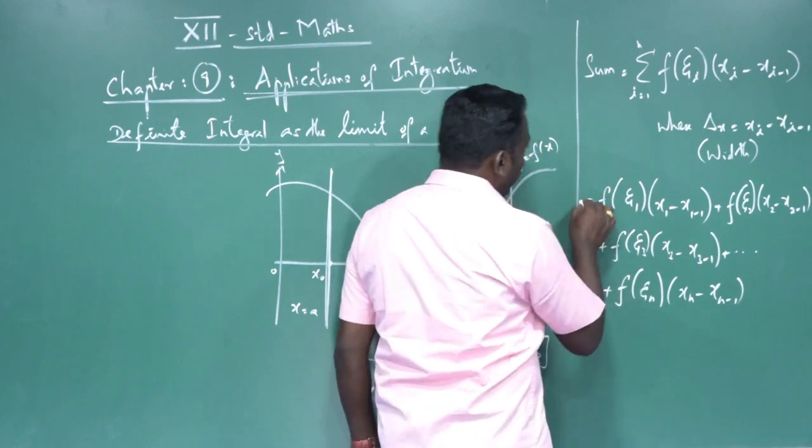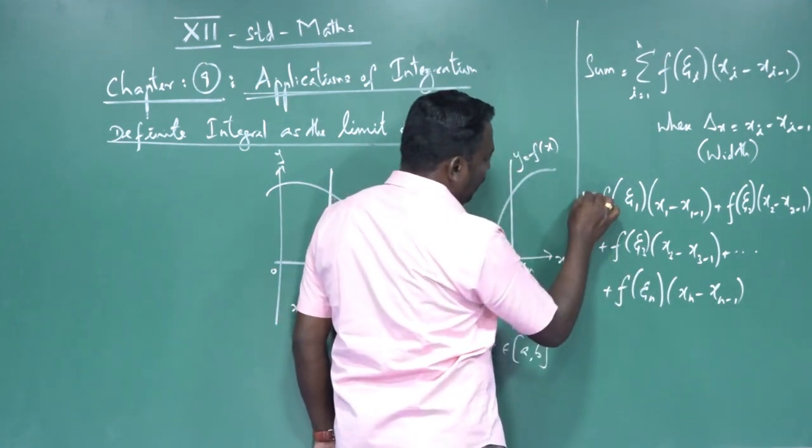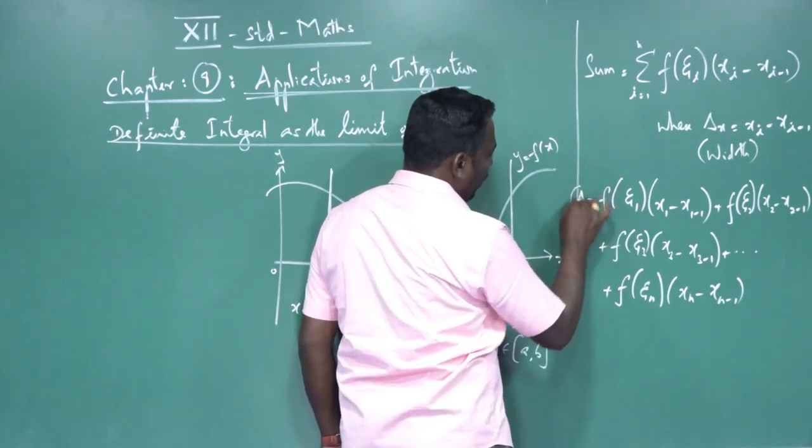And this summation is defined as the sum of the values. The summation is defined as, we can take it equal to a, or we can say it is either yes or a.